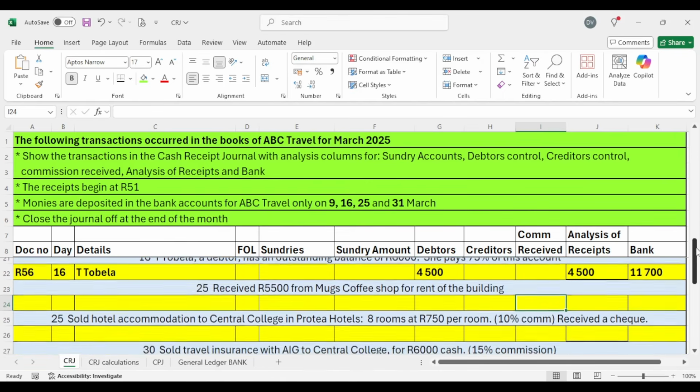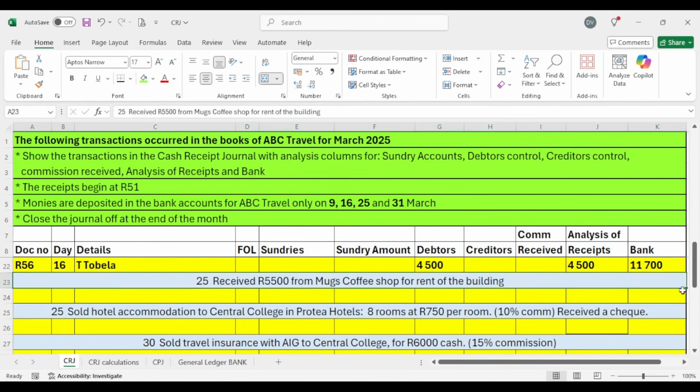Right, next one. On the 25th, we received 5,500 Rand from Mug's Coffee Shop for rent of the building. So guys, you must always try and put yourself literally in that position of having your own travel agency, running the business, doing the books. It's a very real scenario where you are maybe renting office space that is a bit too big for you, and you decide to sub-rent part of that office or just a space that you don't need. So in this case, that's exactly what happened. This travel agency had an extra area that they didn't use, and they're renting it out to Mug's Coffee Shop, and they are paying rent. So this is a very nice source of income for the company.